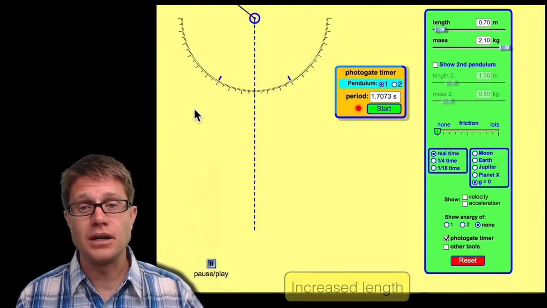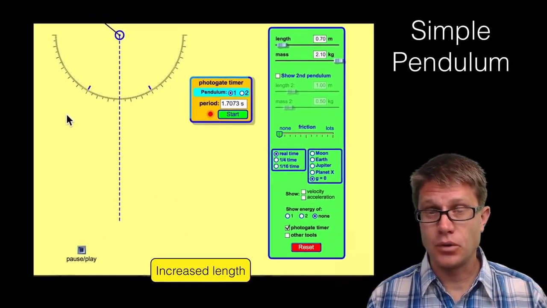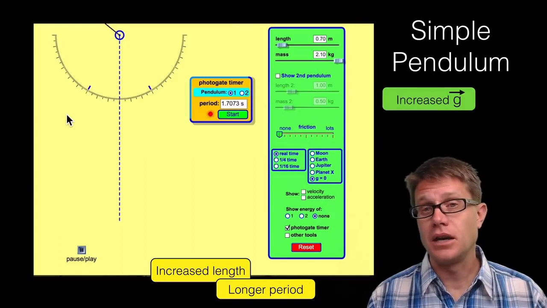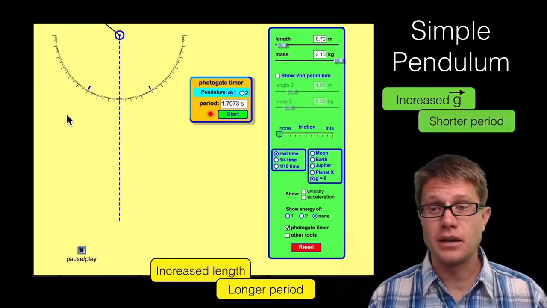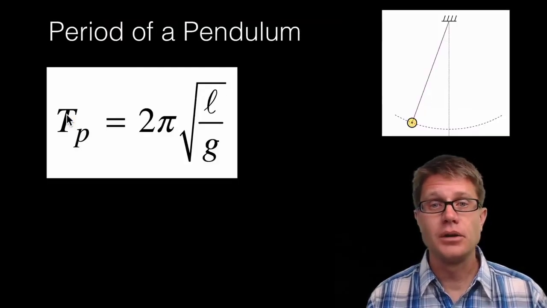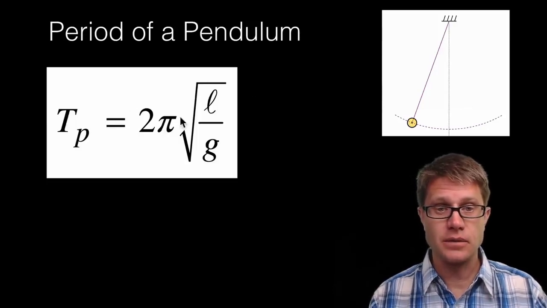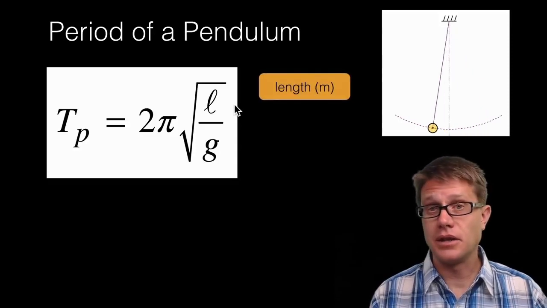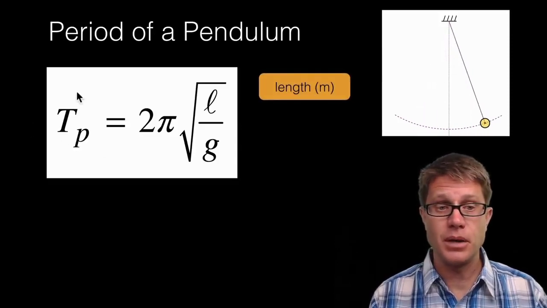So if we look at that qualitatively, as we increase the length, we got a longer period. And as we increase the gravitational field strength, then we got a shorter period. If we look at that algebraically, this is the equation. Length is going to be on the top, you remember. And so as we increase the length, we're going to increase the period of the pendulum.